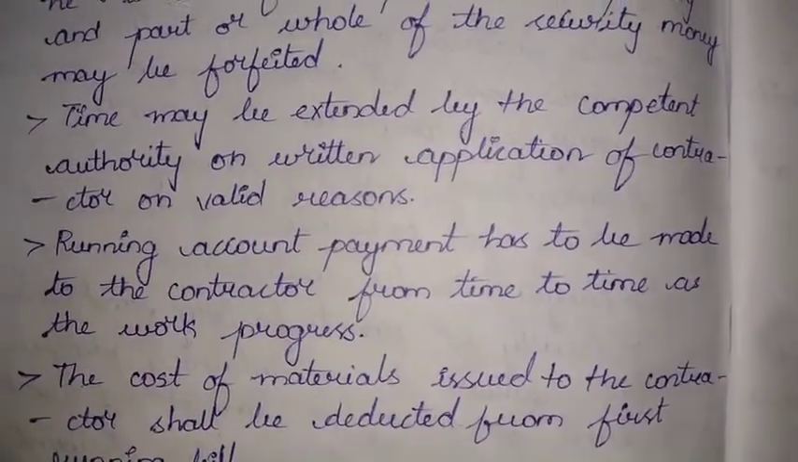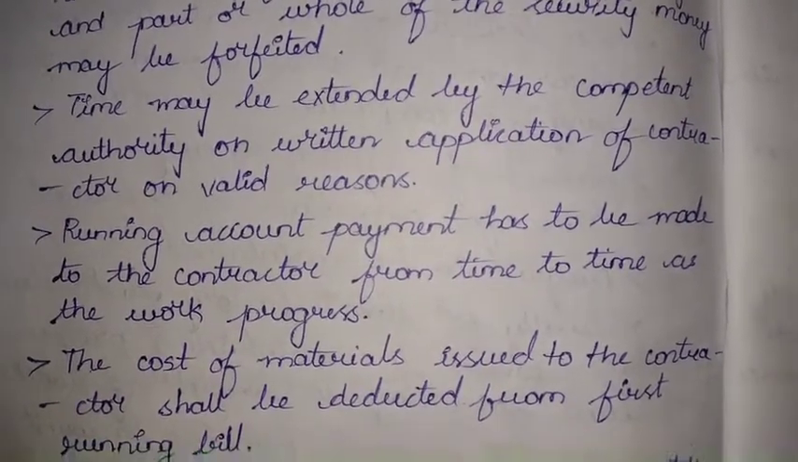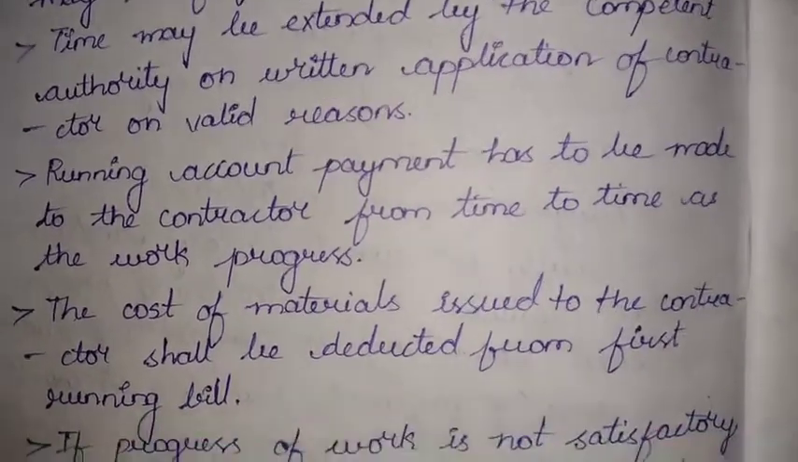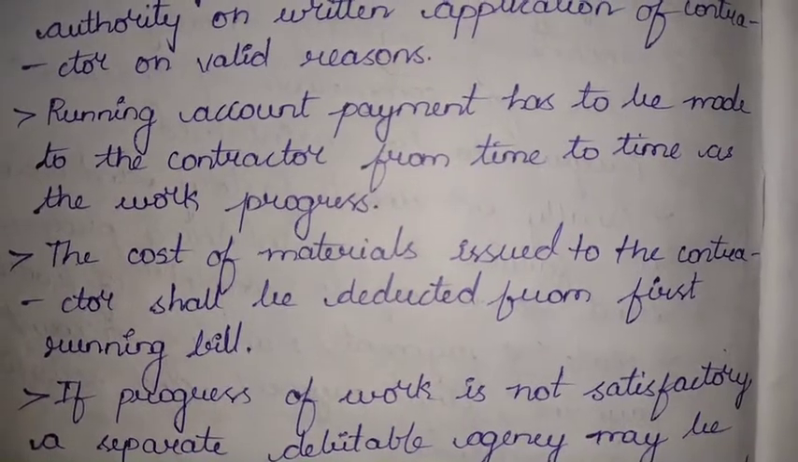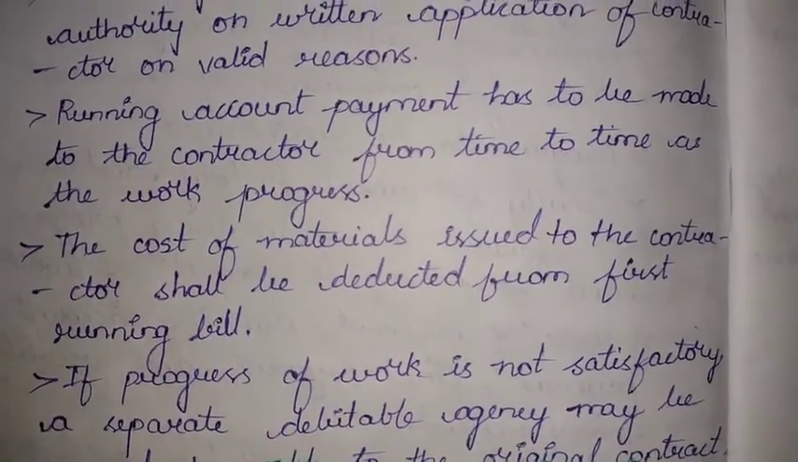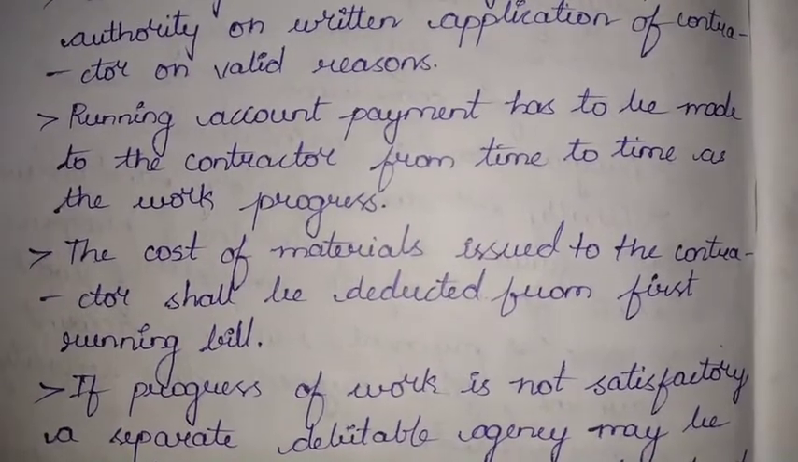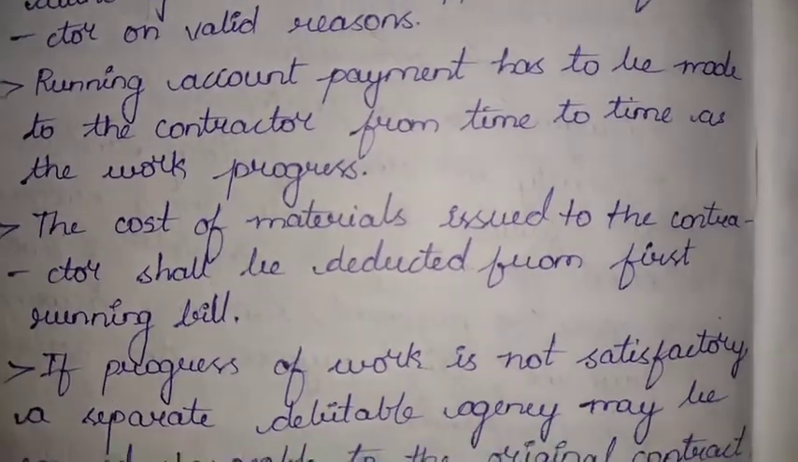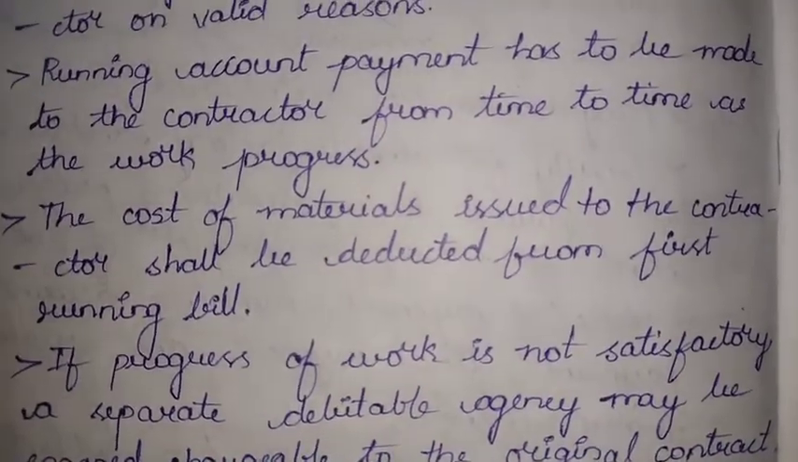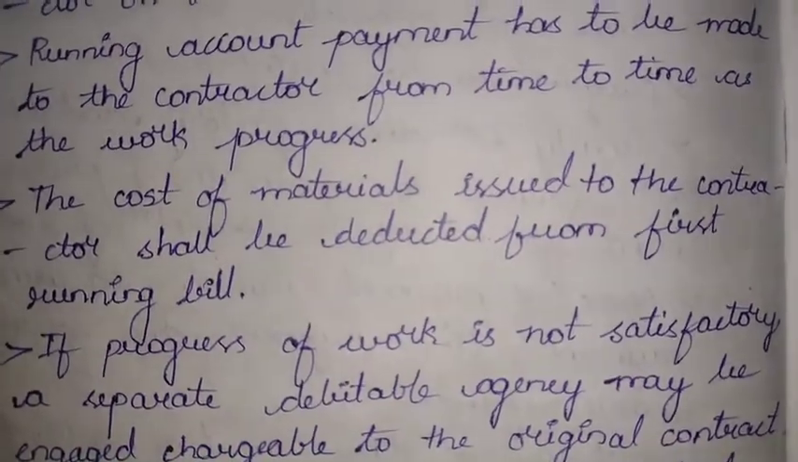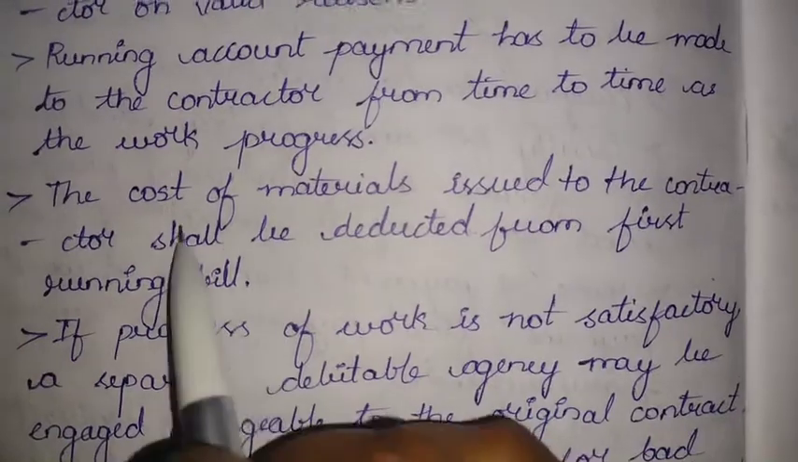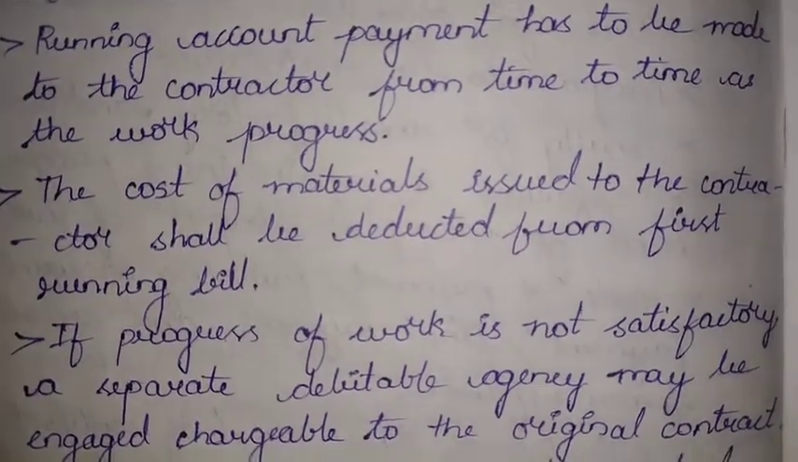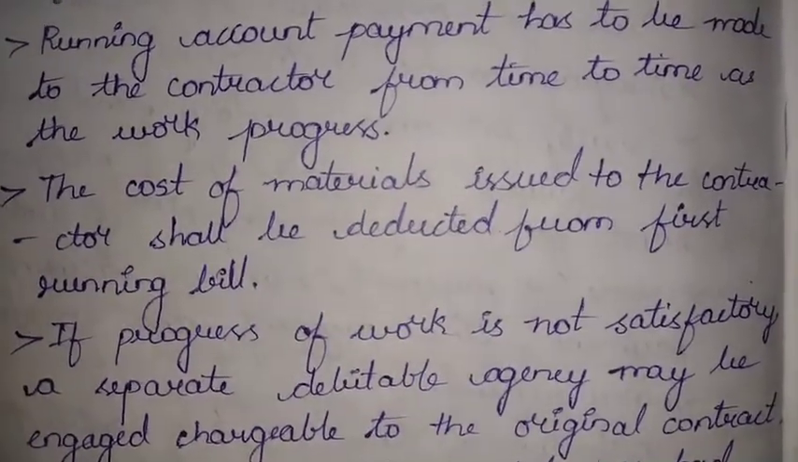If you mention some valid reasons, requesting them to extend the time of the contract completion, the time to complete this accepted work, they will increase it. Running account payment has to be made to the contractor from time to time as the work progresses. Whenever the work has been done by maintaining some progress, the running account payment is the account through which the owner would be paying the amount to the contractor on a timely basis. The cost of the materials issued to the contractor shall be deducted from the running bill. The bill has to be maintained showing all the materials that have been issued.